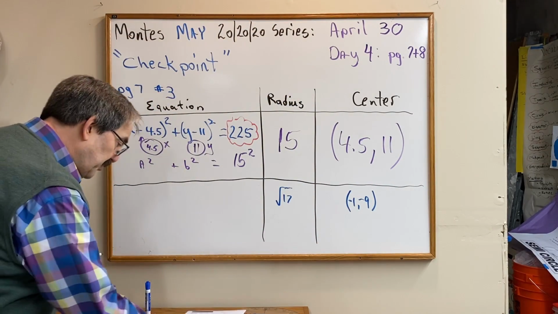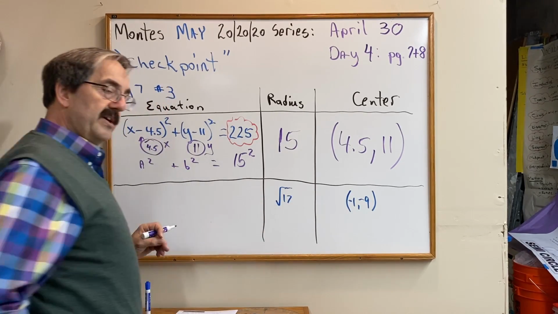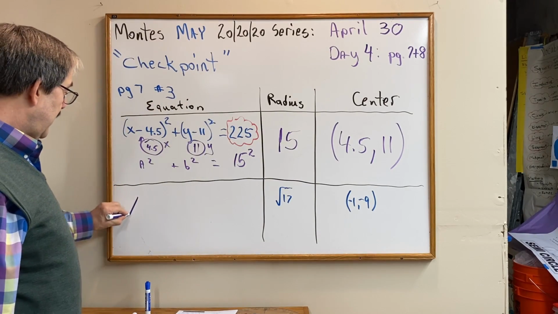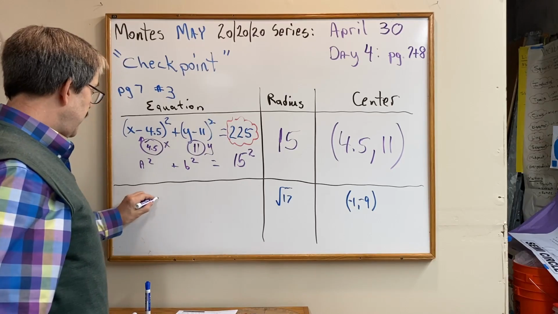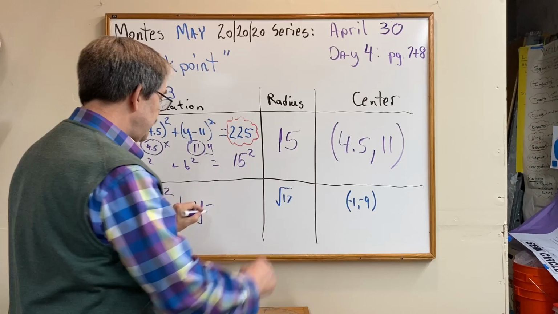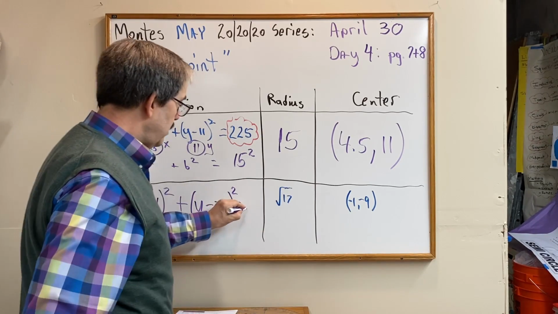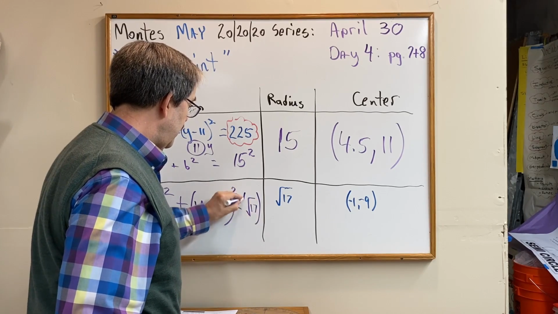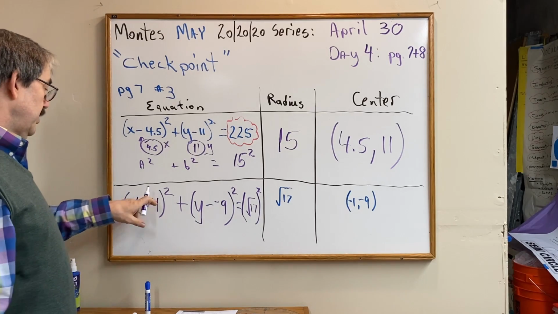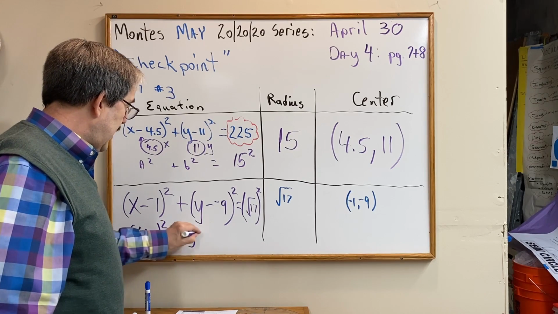Now there's 4 of them you have to do on this page. I skipped down. Let's do the fourth one. They gave you the radius. They gave you the center of the circle. Just write the equation. X minus negative 1 squared plus y minus negative 9 squared equals the square root of 17 squared. Done. Want to simplify? Sure. X plus 1 squared plus y plus 9 squared.